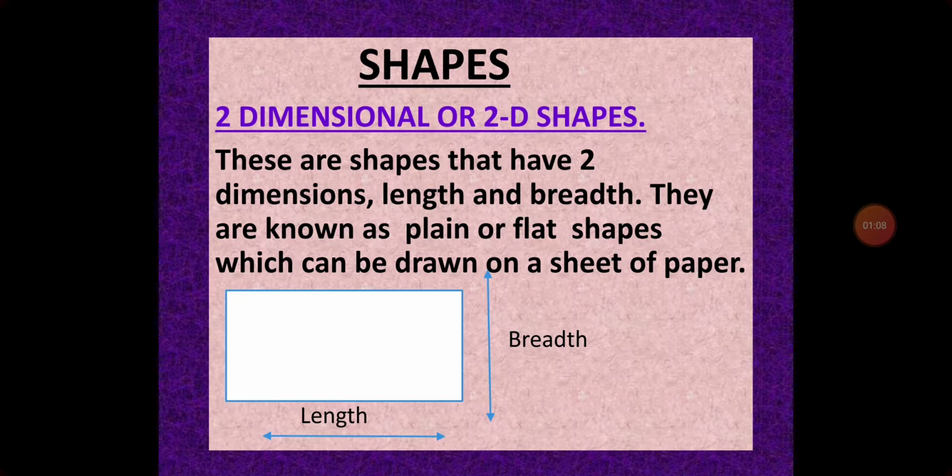Well, 2D shapes are shapes that have two dimensions, okay? That is length and breadth. They are also known as plane or flat shapes, which can be drawn on a paper. So do you see this example here? You see it has the length and the breadth.